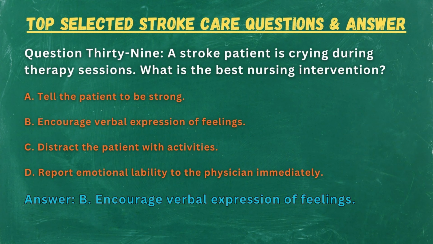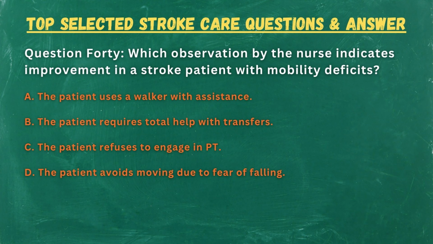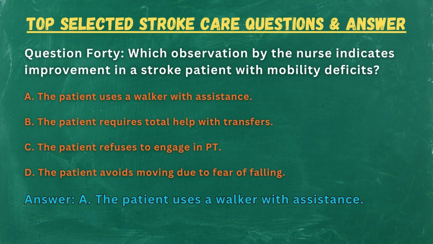Answer: B. Encourage verbal expression of feelings. Question 40. Which observation by the nurse indicates improvement in a stroke patient with mobility deficits? A. The patient uses a walker with assistance. B. The patient requires total help with transfers. C. The patient refuses to engage in PT. D. The patient avoids moving due to fear of falling. Answer: A. The patient uses a walker with assistance.